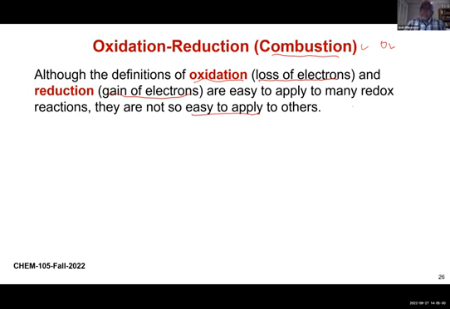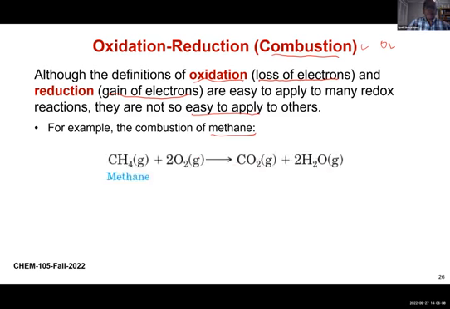Let's look at this similar to the way we look at single displacement reaction. For example, combustion of methane. It could be propane, methane, coal, etc. We write the chemical equation. Methane is a hydrocarbon that burns in oxygen. It is a combustion reaction in which carbon dioxide and water are produced.